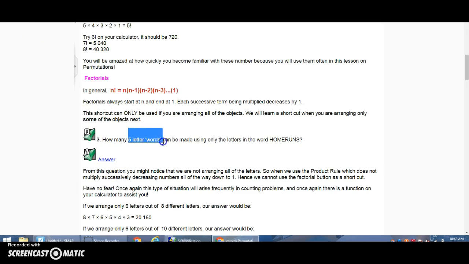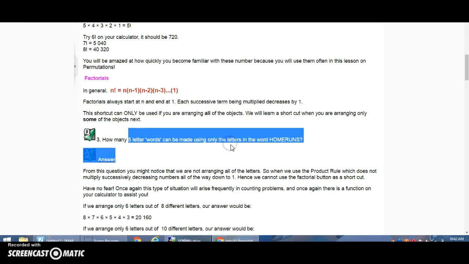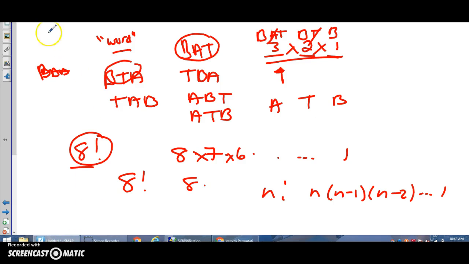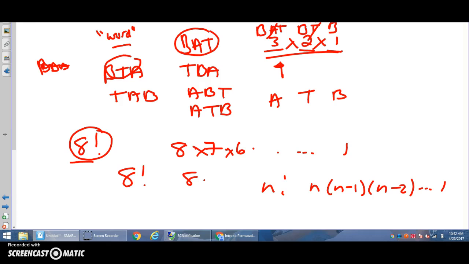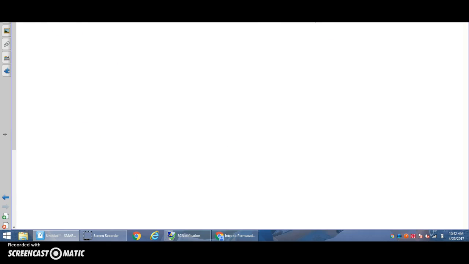How many 5-letter words, again, can be made by using the letters in home runs? Now this one here is a little bit different, okay, because home runs is more than 5 letters long. It's actually 8 letters long. So it's the same principle here, okay? So I have 8 options for the first letter. I have a 5-letter word I'm going to make here, but there are 8 options for the first letter. So we have home run, all those different letters. I can choose E or whatever. So I have 8 options for the first letter.